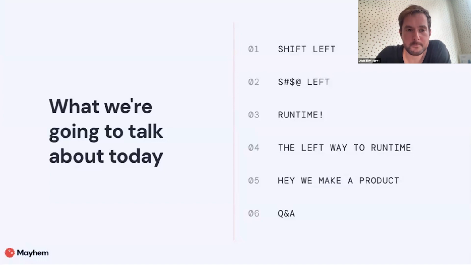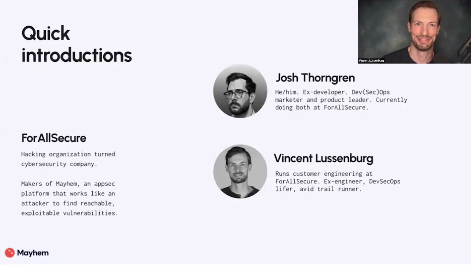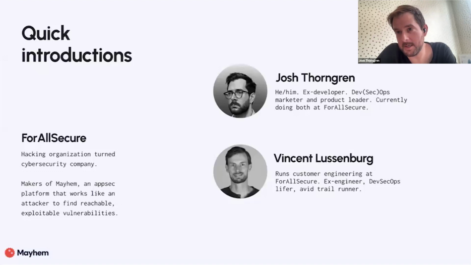Before we get started, just by way of introduction. I'm Josh Thorngren. Once upon a time, I was a development operations manager, because I'm old enough that we hadn't put those words together yet and shortened them. I've spent the last decade or so helping scale up marketing and product organizations for application security and DevSecOps companies. I'm currently doing both at For All Secure. With me is Vincent. Vincent runs customer engineering here, customer solutions. Well, welcome, Vincent. Sorry, I'm doing your introduction for you. I know. Okay. It's so good. Yeah. He's an avid trail runner. He makes me exercise when we go to conferences, which is always great. And an ex-engineer and DevSecOps lifer.